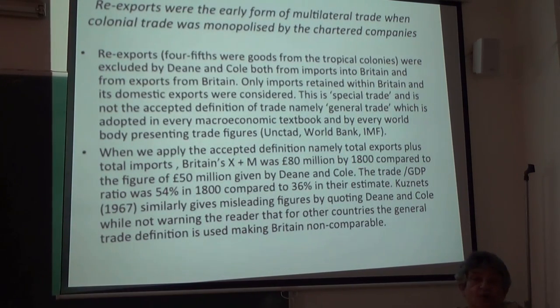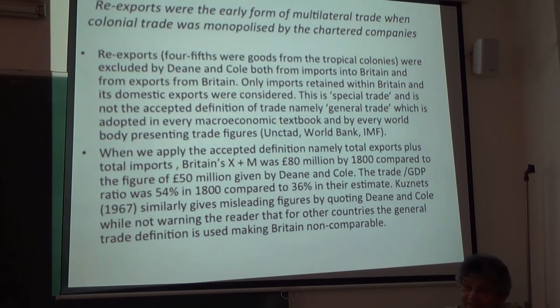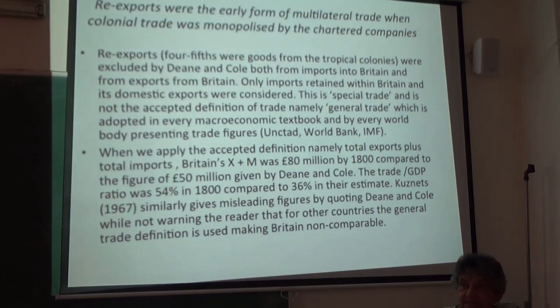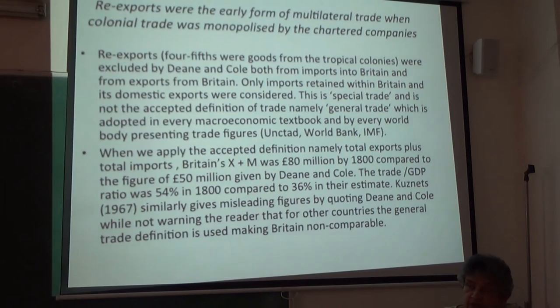Now, if you include all imports and all exports, then Britain's trade by 1800 was 80 million pounds. Dean and Cole put it at 50 million pounds. So the difference is not small, it's a huge difference. The correct measure of trade gives you a figure which is 60% higher than the figure that Dean and Cole give. And the amusing thing is, well, it's not amusing, it's sad, that when Kuznets comes to doing his analysis, Kuznets has this long-term series which he has built up of trade, especially in Economic Development and Cultural Change, the appendices. Kuznets is a Nobel laureate, he's a standard reference which people use when they're talking about historical data. Now, Kuznets gives you the special trade for Britain and he gives you general trade for other countries without warning you that the two are not comparable. And this has led to tremendous confusion because modern writers like Yamazawa, who wrote about this flying geese model in Japan, you know, Yamazawa's book, whatever the title is, I've forgotten now.